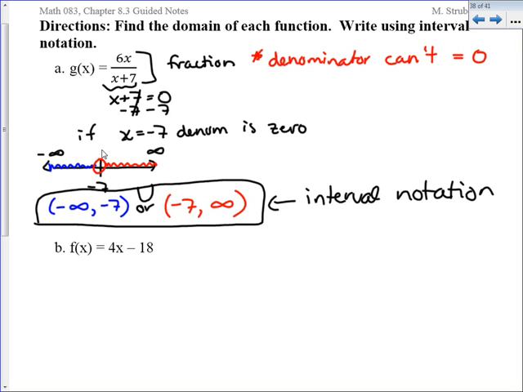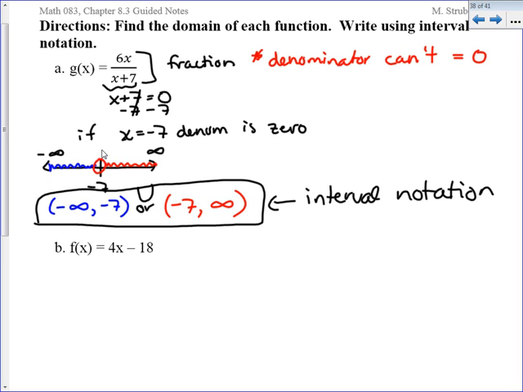Do I have a square root there? No. So I don't have any denominator to worry about. I don't have any radical to worry about. So I don't have any numbers that are going to give me trouble. So the only two places for us for now that you're going to worry about are if you have a fraction, not a fraction. If I have a square root, not a square root.